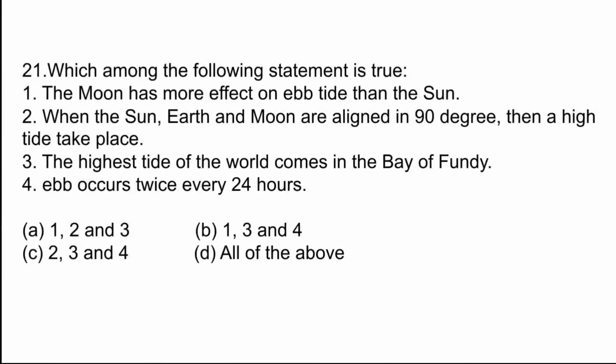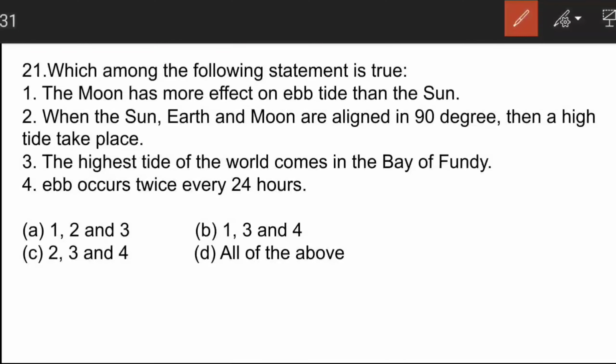Which among the following statements is true? The moon has more effect on ebb tide than the sun. When the sun, earth and moon are aligned at 90 degrees, then a high tide takes place. The highest tide of the world comes in Bay of Fundy. Ebb occurs twice every 24 hours. This is a correct statement I have already mentioned. So this is correct. This is also correct.